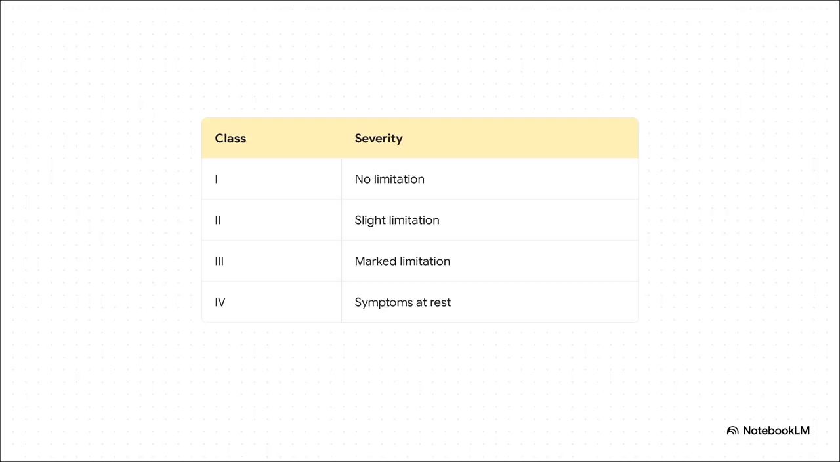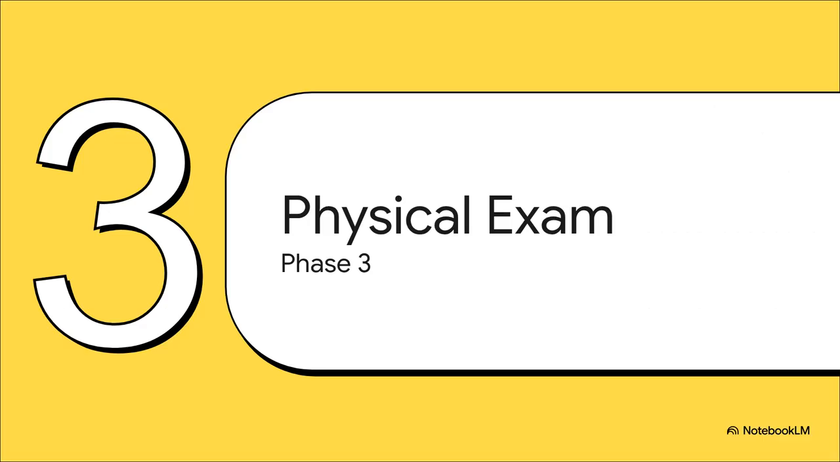So, once you've pinned down the symptoms, you've got to grade them. And the NYHA classification is basically the global standard tool to categorize severity based on physical activity. Class 1 means no limitation at all, while Class 4, that means they're having symptoms even at rest. Do yourself a favor and mentally screenshot this scale because you are going to use it on the wards every single day. Next up, phase 3, the physical examination.